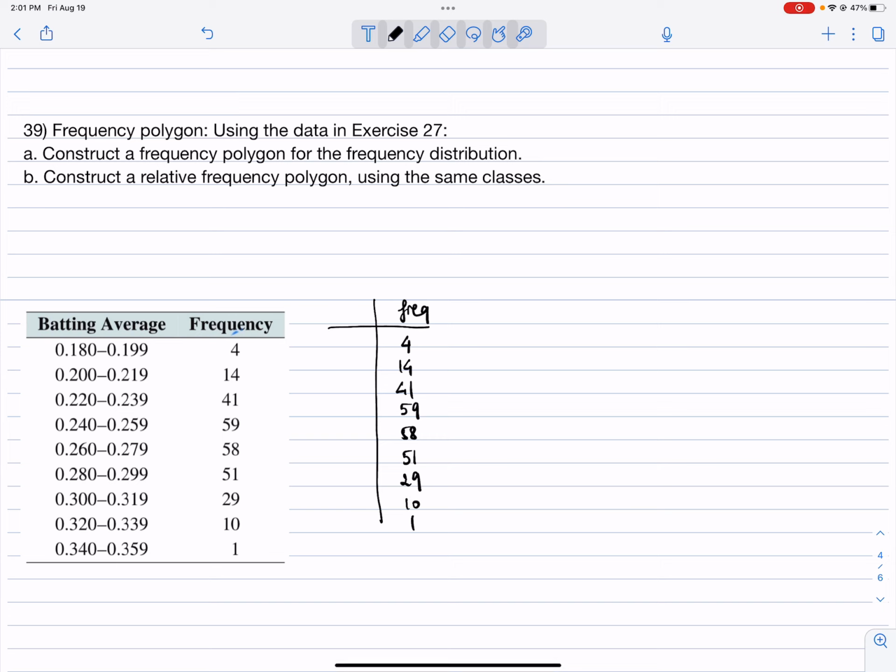And for the x part, which is the pattern average, we need to have just one single number. This is a lot of numbers, right? So we need just one. What we do is choose the middle one. You remember to do the middle. From this, you will add them up, the lower class limit and the upper class limit.